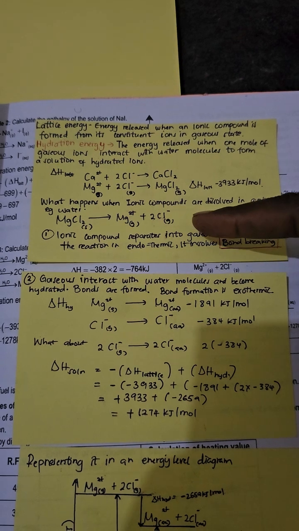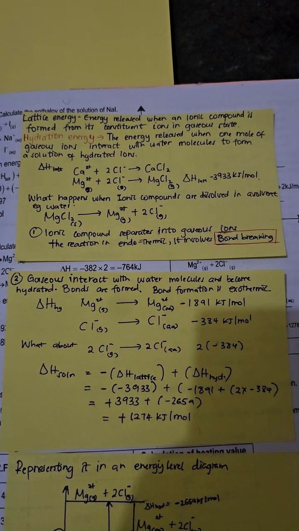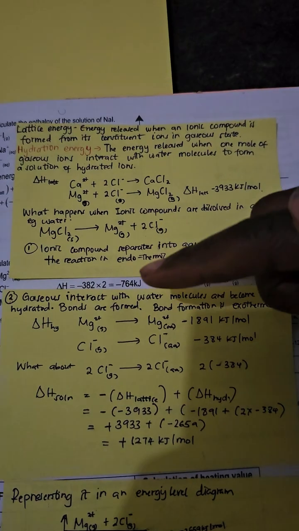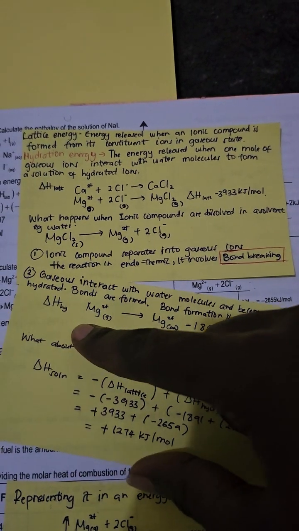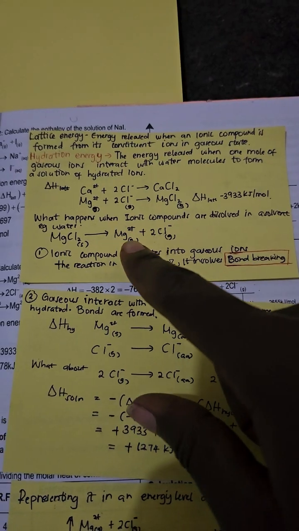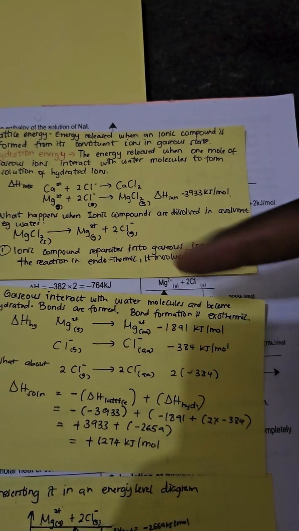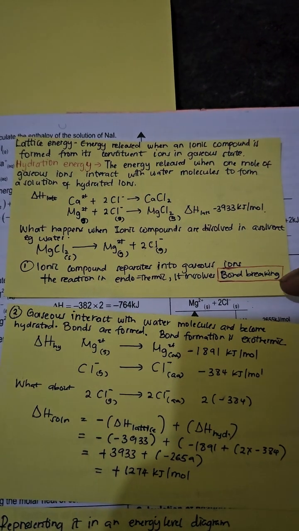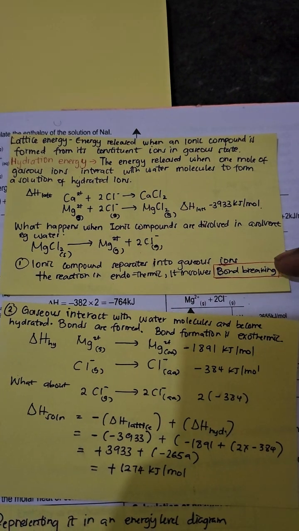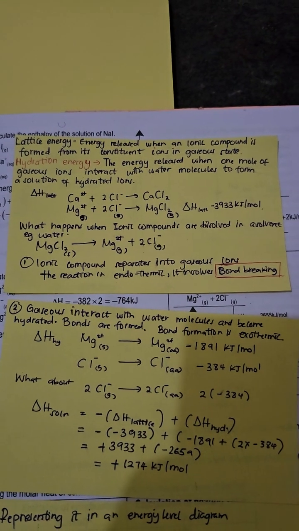So the question here is, what happens when an ionic compound is dissolved in a solvent? An example is water. Magnesium chloride will separate into its constituent gaseous ions, magnesium ions and chloride ions. This is bond breaking. Now, what do you know about bond breaking? Bond breaking is an endothermic process. Heat will be absorbed into the system.